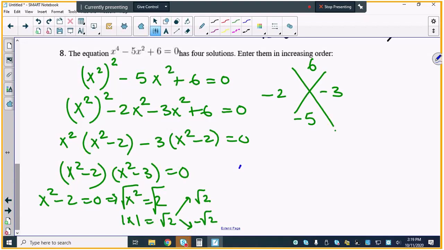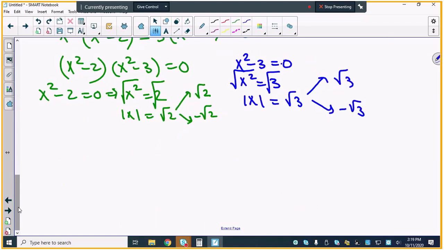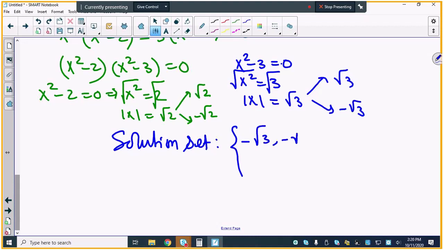The other factor is x squared minus 3 equal to 0. So x squared is positive 3. I take the square roots on both sides. Absolute value of x is square root of 3. I get a twofold solution, square root of 3, negative square root of 3. So if I was asked to list all these solutions as a set, I will say the solution set is negative square root of 3, negative square root of 2, positive square root of 2, positive square root of 3. So that would answer this question of ours.